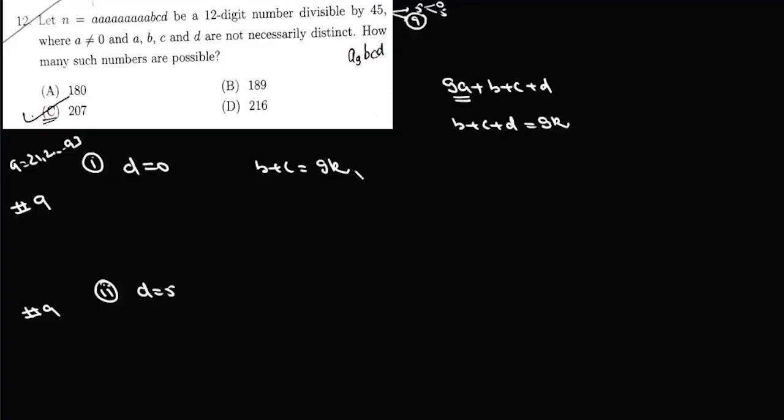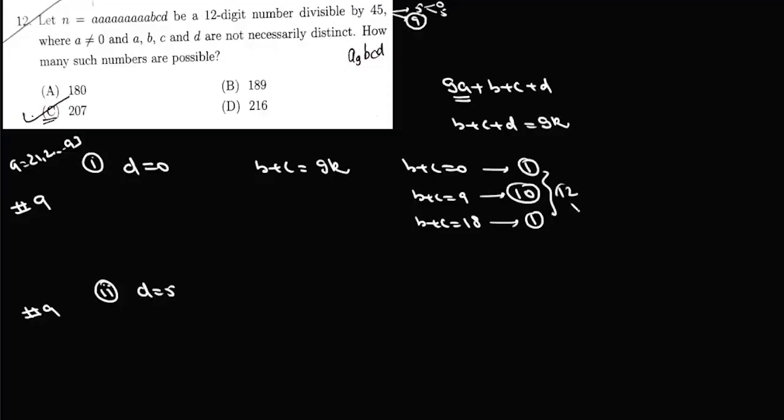Now if we look at this equation, then we'll have three cases, either B plus C is 0, or B plus C is 9, or B plus C is 18. Now here we'll have just one case, both of them are 0. B plus C 9, here we'll have 0, 9, 1, 8 up to 9, 0, and that'll be total 10 cases. And here we'll have again one case, 9, 9. So altogether there'll be 12 cases. So in this first case, total number of such numbers will be 9 into 12, and it will be 108.